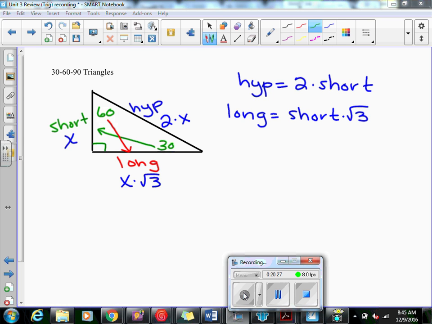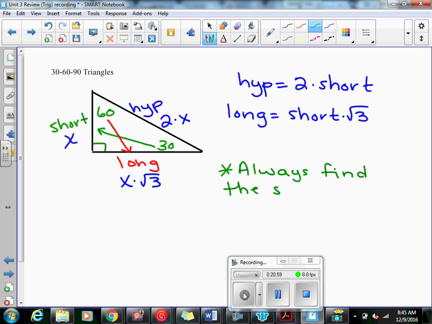Okay, for the 30, 60, 90 triangle, the other thing that I need you to remember is that if you are solving for a side or a hypotenuse in the 30, 60, 90 triangle, if they do not give you the short leg, then you have to find the length of the short leg first. So remember, if they give you the short leg, that's good, because that's easy. All you then have to do is plug into the formulas. But if they don't, then you always find that short leg first. Okay, always find it first.